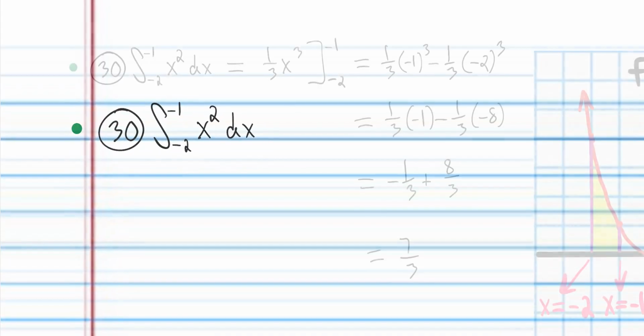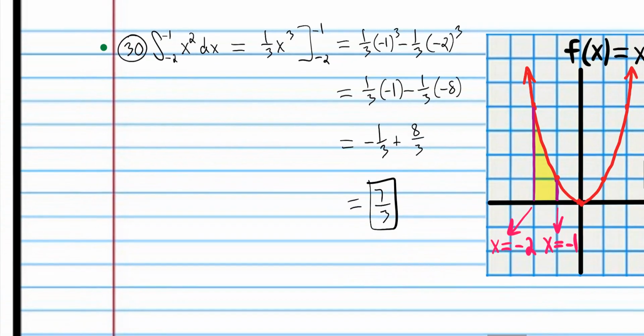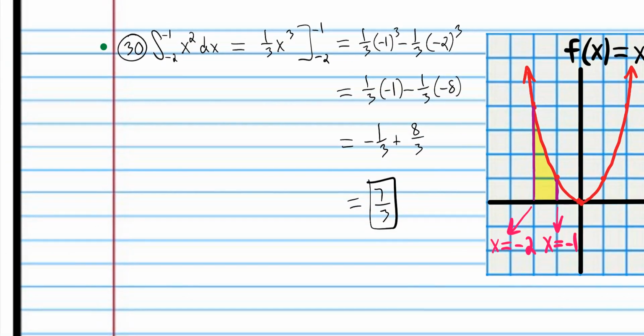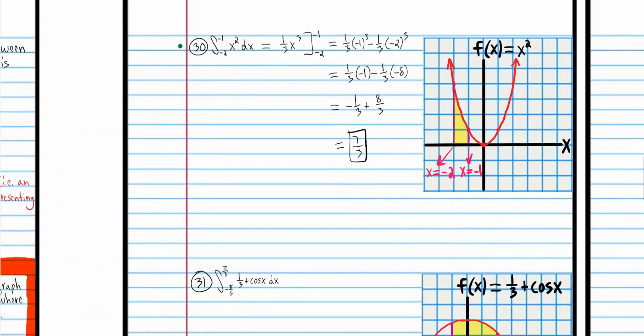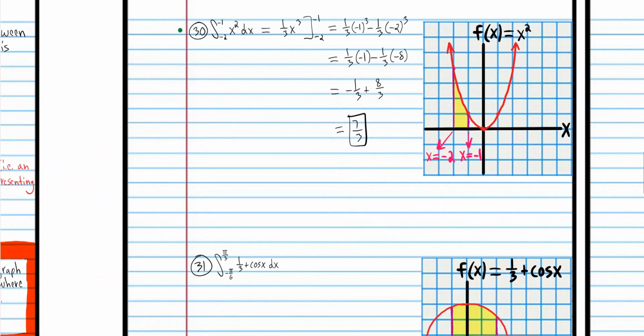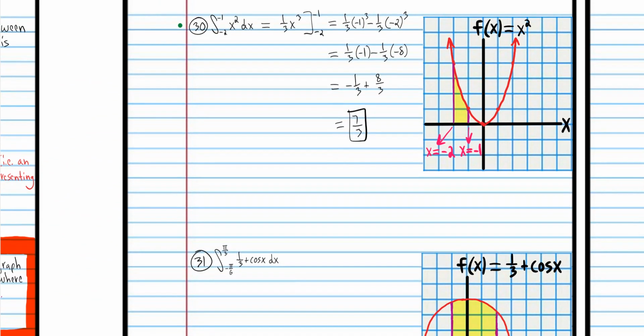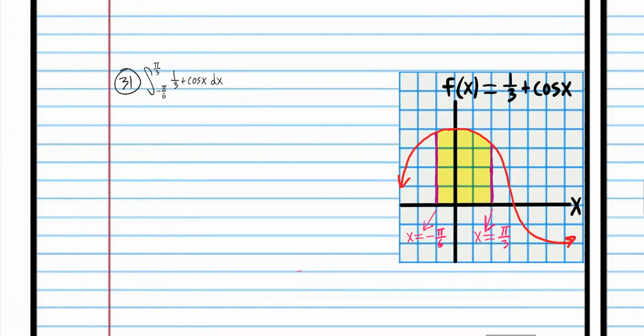All right, we're back. So there you go. If you want to, you can write 2 1/3. I don't really care. Most calculus teachers don't care. So if you got that right, excellent. So I want you to try number 31. And when you come back, we'll do it together.